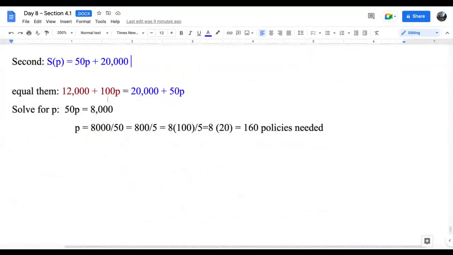Then now we solve. So 100P minus 50P, because we're going to subtract 50P on both sides. So we get 50P. 20,000 minus 12,000, we get 8,000. Then P equals 8,000 divided by 50, which if we don't want to use a calculator, we can simplify by canceling zeros, which is the same as 800 divided by 5. Which also equals 8 times 100 divided by 5. Well, we know 100 divided by 5 equals 20. So 8 times 20, 160 policies being sold.